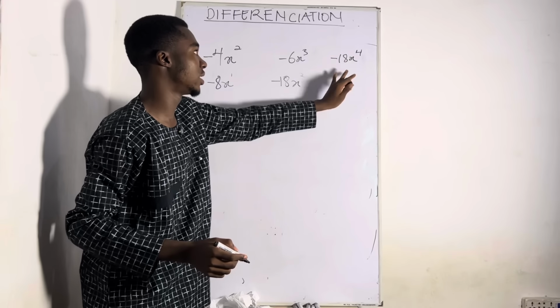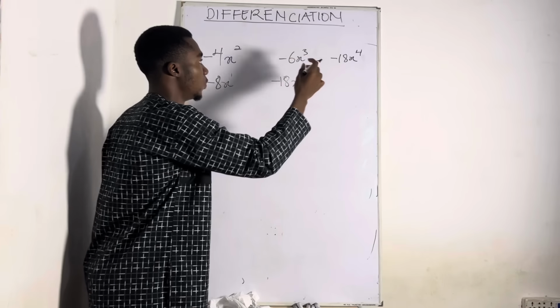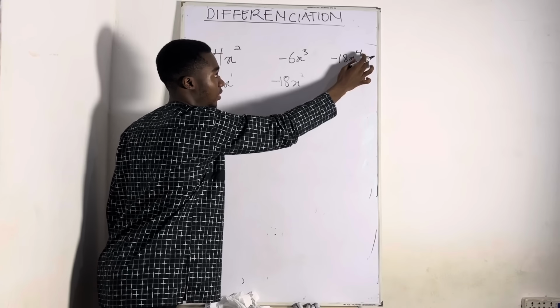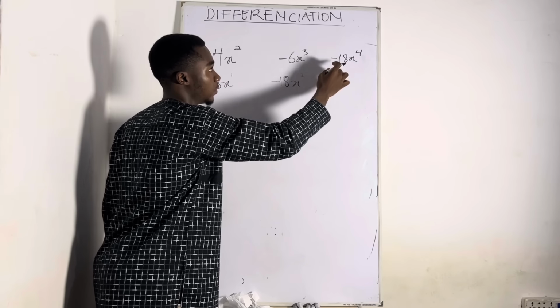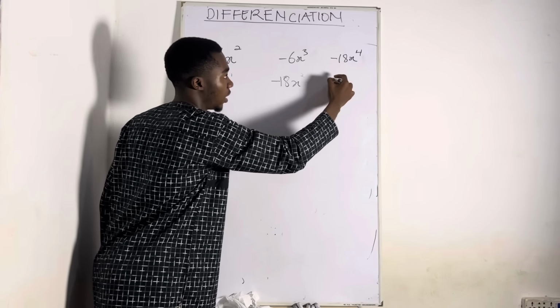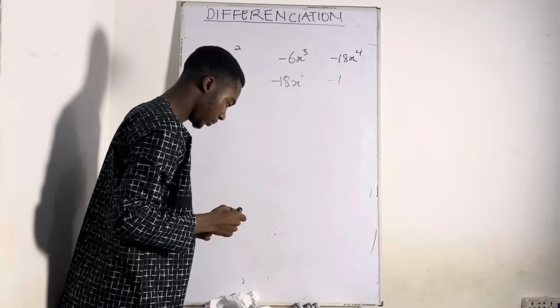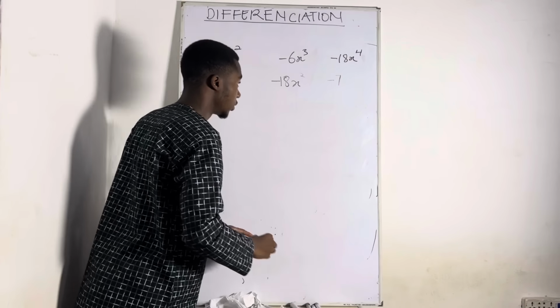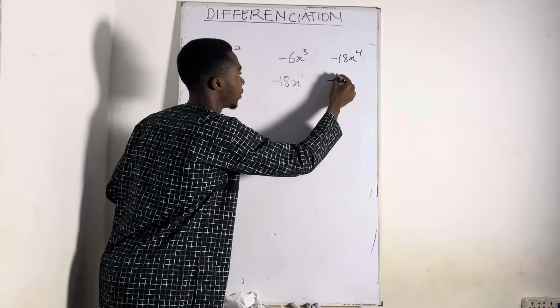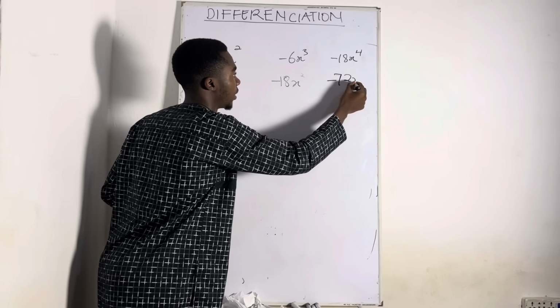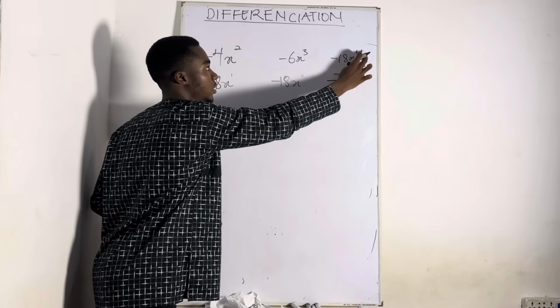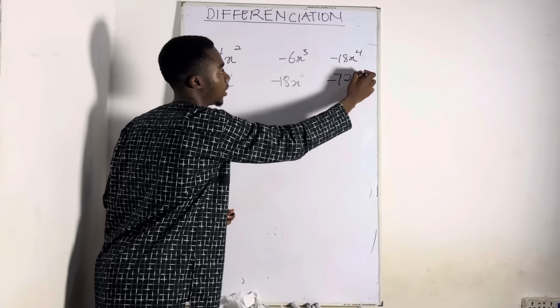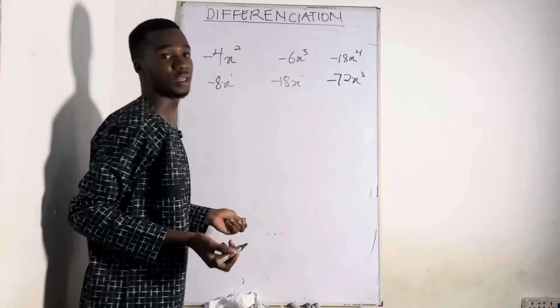If you are given this in the exams to differentiate, you multiply the negative 18 times the 4. So negative 18 times 4 will give you negative 72, right? So negative 72x. Then you reduce the exponents by 1. So negative 72x cubed. You get it.